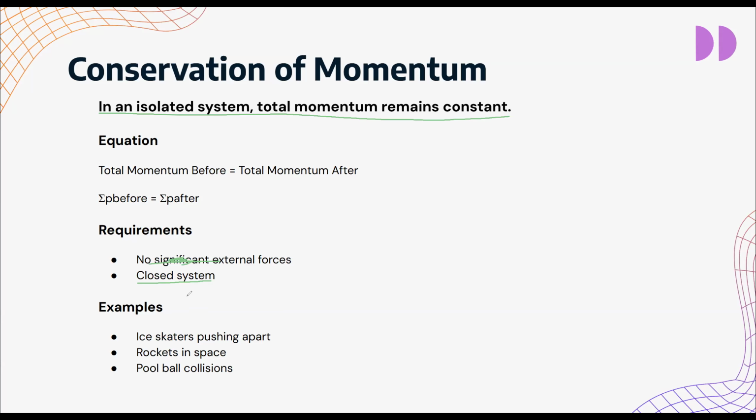Here are some examples of closed systems. In a physics class, if you have a question about this, you can assume these to be closed systems. That's what significant is here, actually. So, two ice skaters.